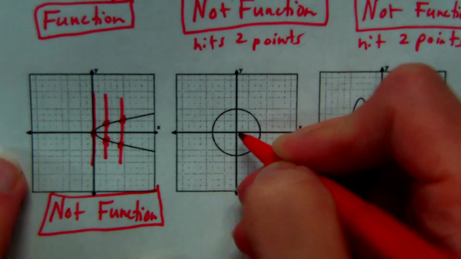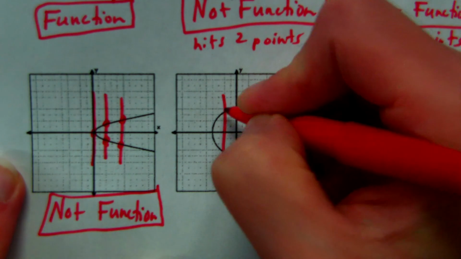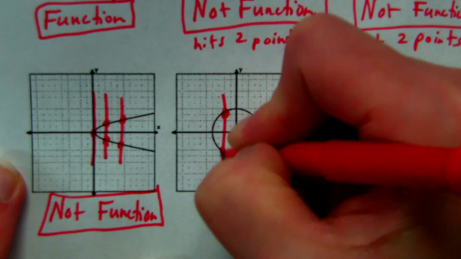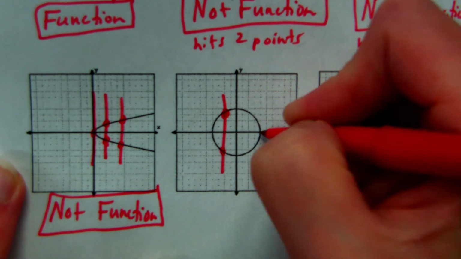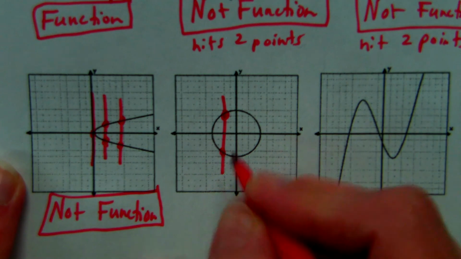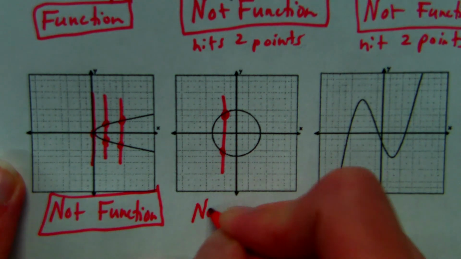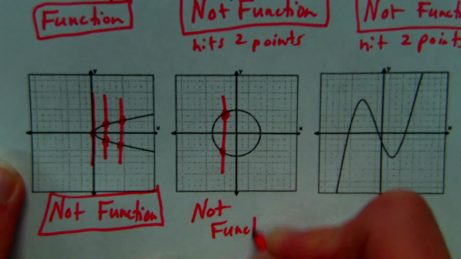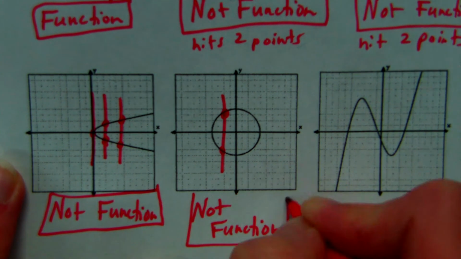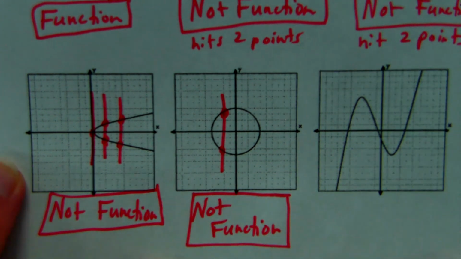The same thing will happen with a circle. If I draw a line right here on the circle, or anywhere other than the sides on the edge, then it's going to hit more than 1 point, and we will say that that is not a function.